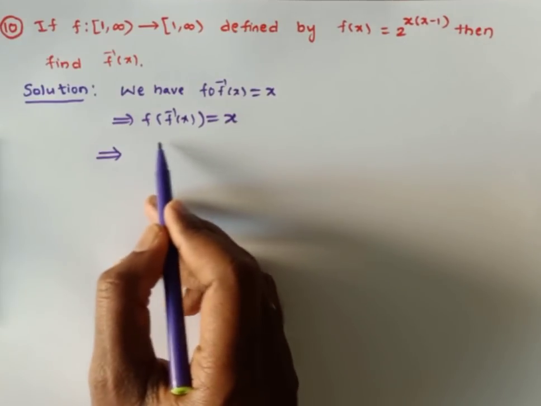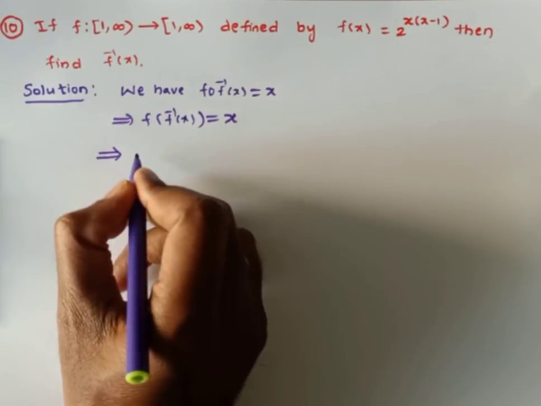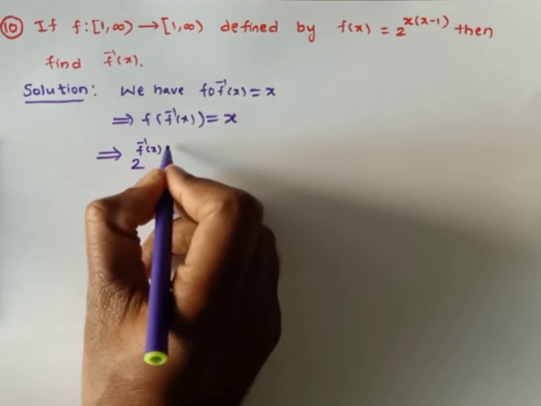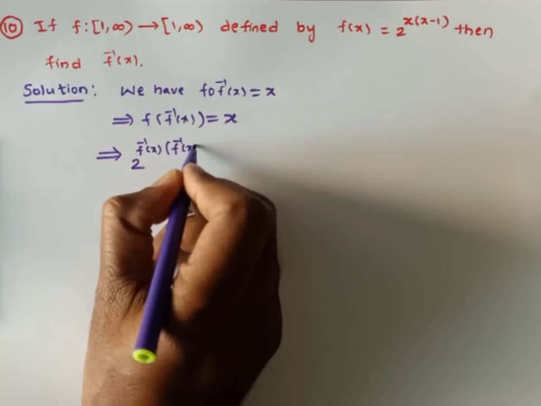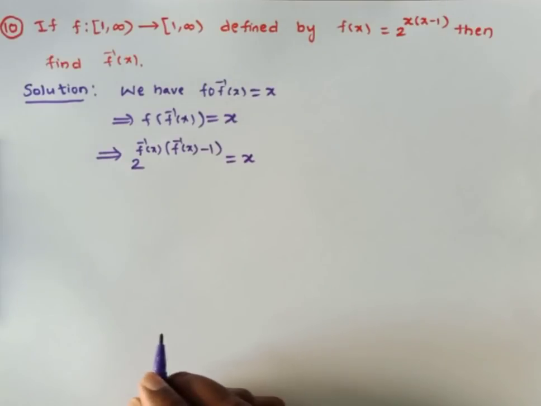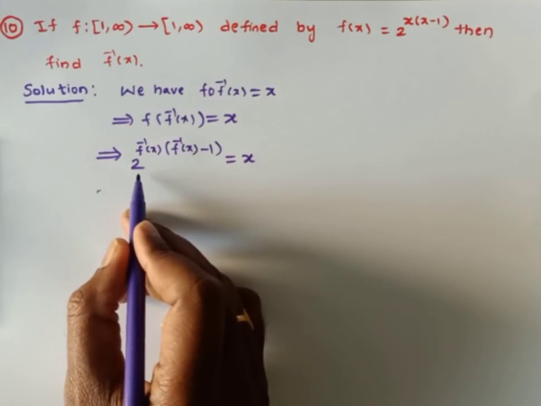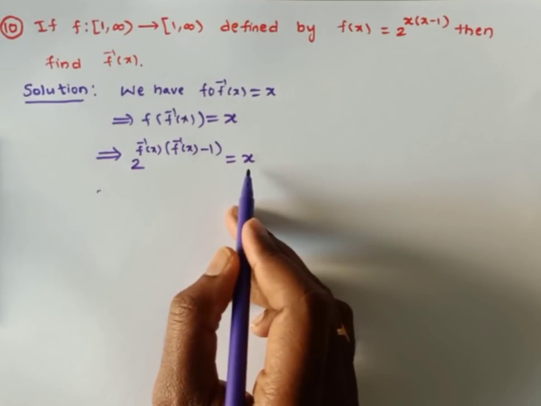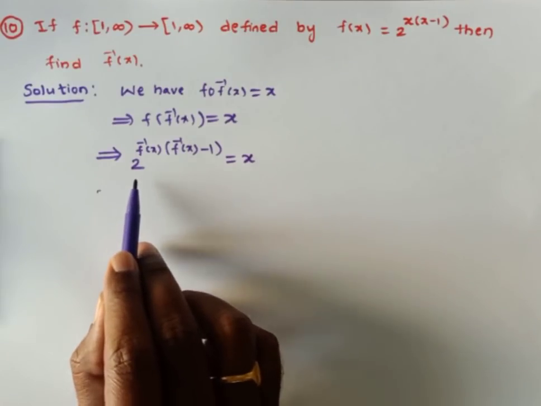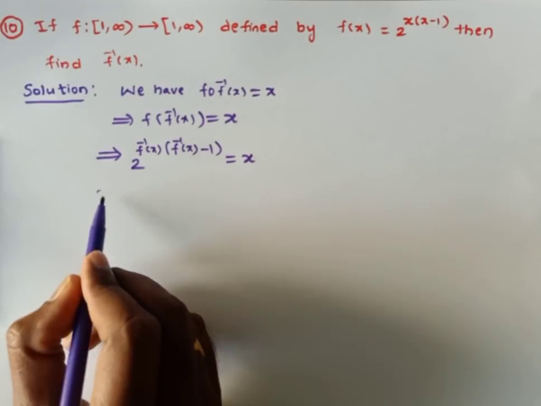So to evaluate this expression, we need to replace this x with f inverse, so that it is 2 to the power of f inverse of x into f inverse of x minus 1 is equal to x, right? Now, this 2 to the power of something is there, but on the right hand side a variable x is there. To remove this 2, we need to apply the logarithm on both sides with base 2.